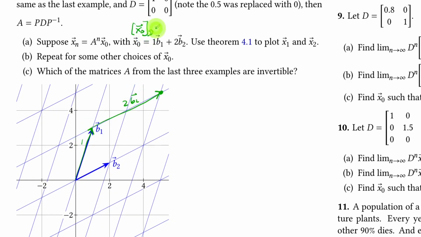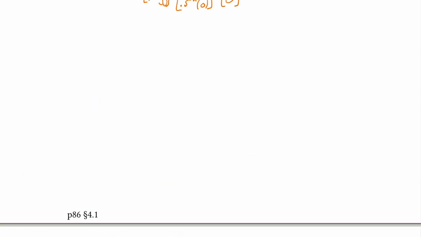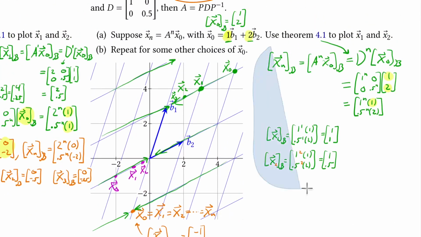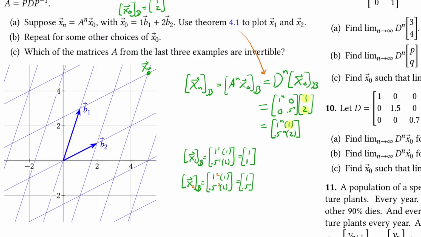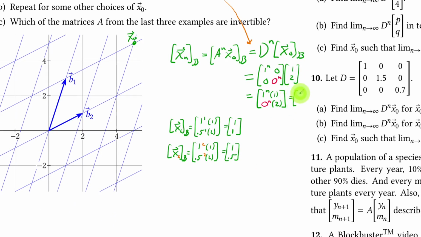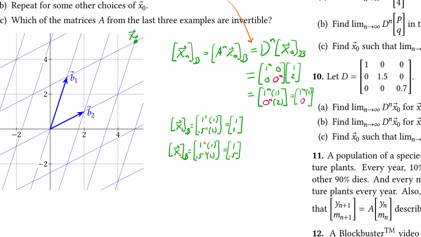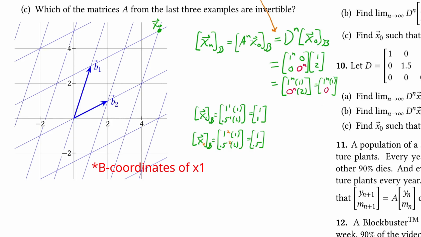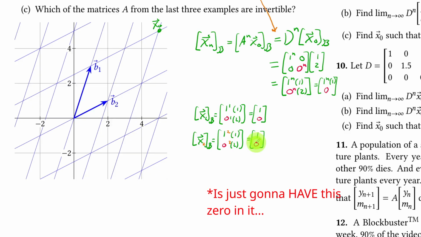So that means the b coordinates of x0 is the vector 1, 2. And the same principle as before is going to apply, just with some differences. It's just that now we don't have 0.5 to the power n. That is now 0 to the power n. So this is just going to be 1 to the n times 1, and then 0 here. That's what's different. So x1 coordinates of b, making this change over here as well, is just going to be 0.